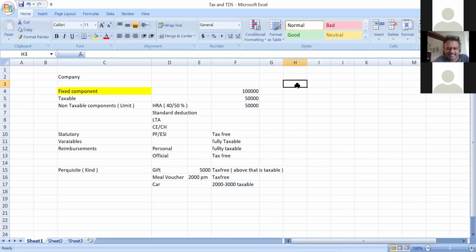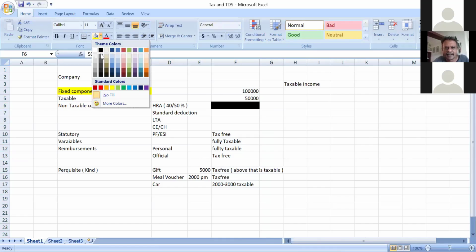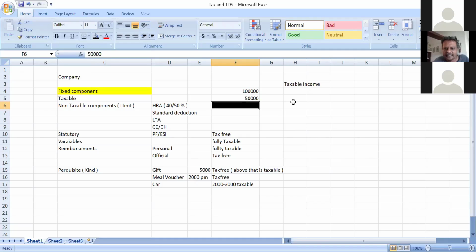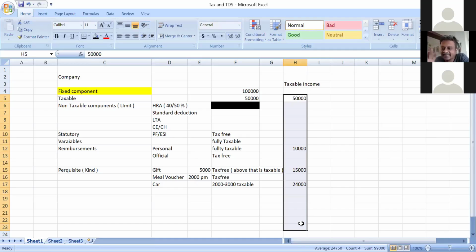Now the taxable income is calculated. Obviously this amount is exempted, so I'll mark it in black. This amount is not. So 50,000 from here. Let us say some personal reimbursement of 10,000 rupees has been included. A gift of some 20,000 is given, so 15,000 is taxable, and you've given him a car scheme for which he has to pay tax on 25,000 of taxable income. Correct? So now this whole amount will be added up as his taxable income.